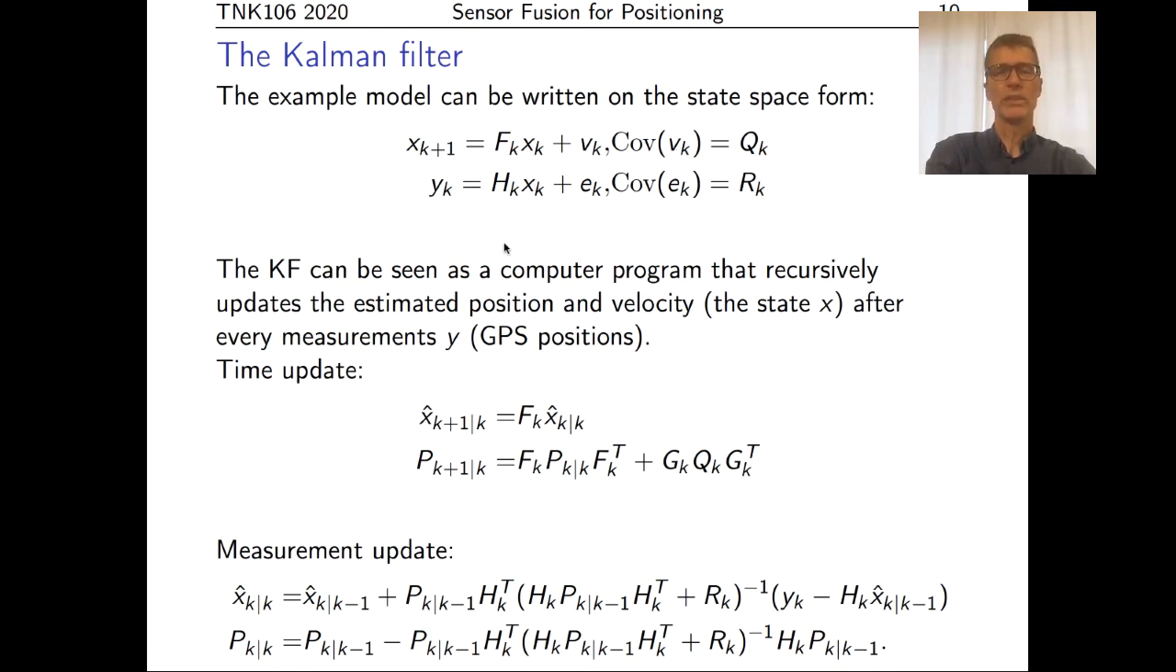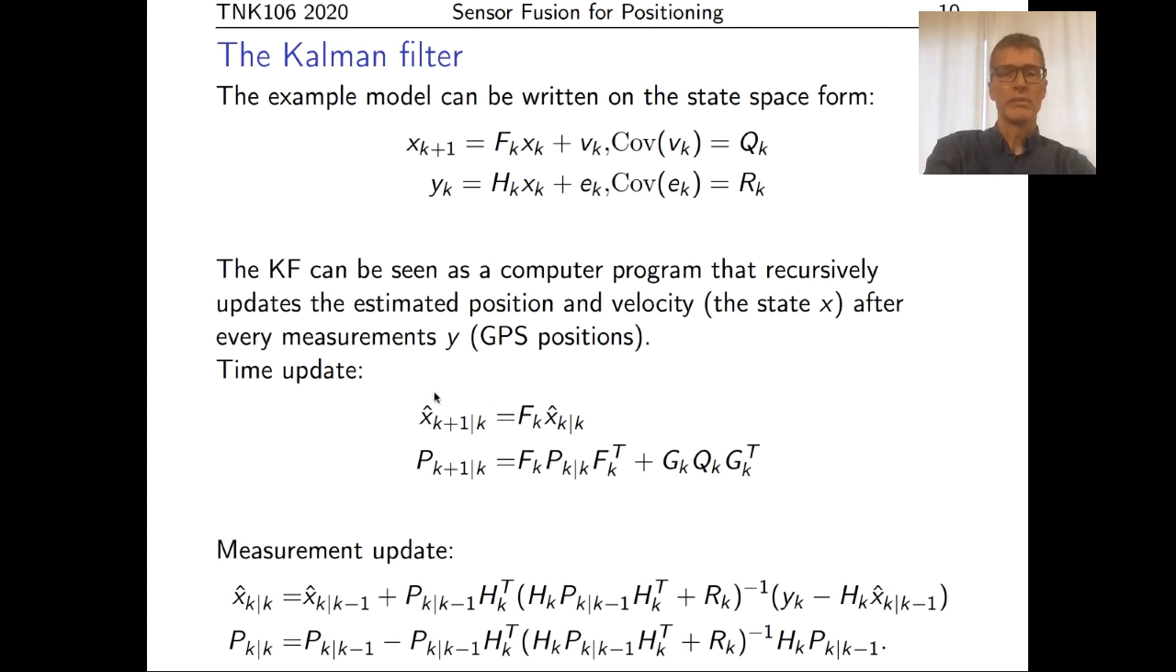So the Kalman filter can be seen as a computer program that recursively updates the estimated position and velocity, that is the state for the example before, after every measurement, that is every GPS position we get. This is a navigation example, I should say, where we don't know our own position. We need a more accurate estimate of the position than the GPS can provide to us directly.